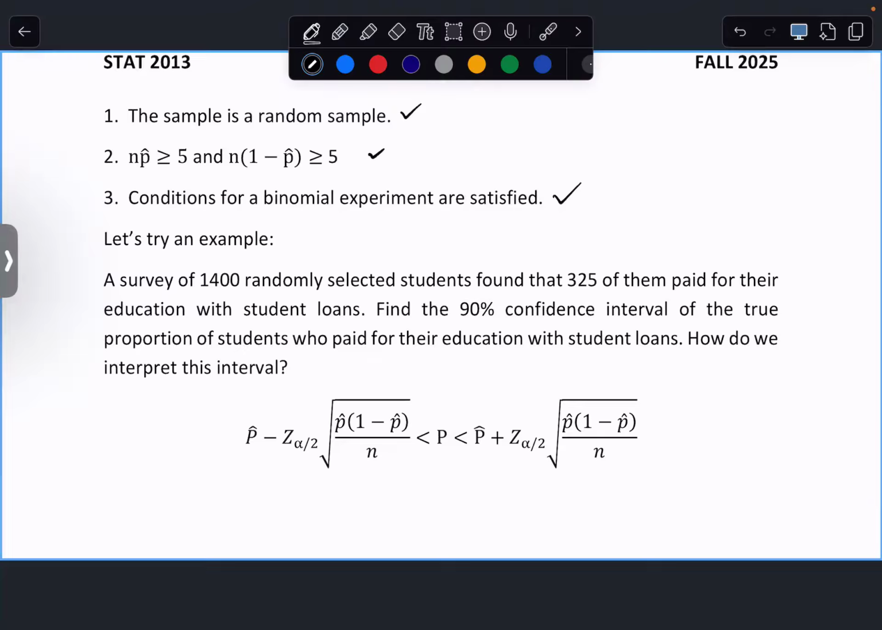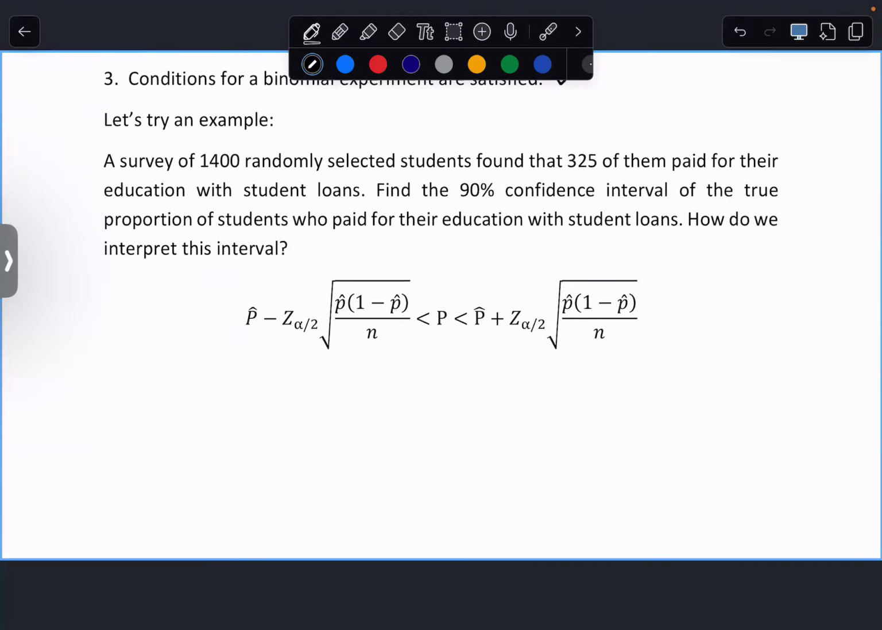The first example says, a survey of 1,400 randomly selected students found that 325 of them paid for their education with students' loans. Find the 90% confidence interval of the proportion of students who paid for their education with students' loans. And how do we interpret this interval? I just brought down the formula here, but in exams, you have to keep this in your formula sheet so that you can use it.